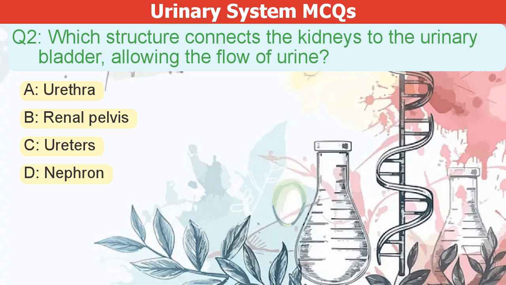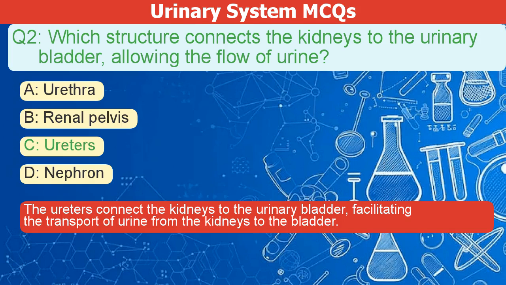Which structure connects the kidneys to the urinary bladder, allowing the flow of urine? A. Urethra. B. Renal pelvis. C. Ureters. D. Nephron. The correct answer is C. The ureters connect the kidneys to the urinary bladder, facilitating the transport of urine from the kidneys to the bladder.